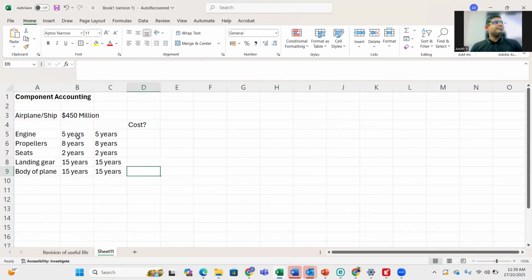What to do? This is not IFRS 15. We apportion based on the number of years. No. How can I apportion 450 into 5, 8, 2, 15 and 15? It's not. An engine, I will not pay 450 million for the engine. No? I will only pay for the entire flight coming.